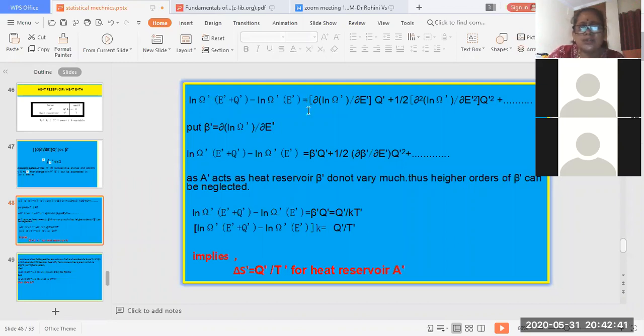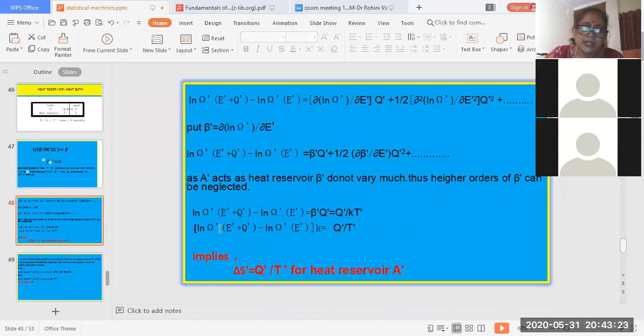That is why I have truncated all other terms after the first term, because T dash is constant. T dash constant means beta dash is constant. If you take the difference of beta dash, being a constant with respect to any variable, it is 0. So I have truncated all the terms coming after the first term. In the first term we don't have any differential coefficient. Now you can see this leads to this value, q dash and t dash. So finally the left hand side, by definition, is the definition of entropy. How is entropy defined? It is k ln omega in general.